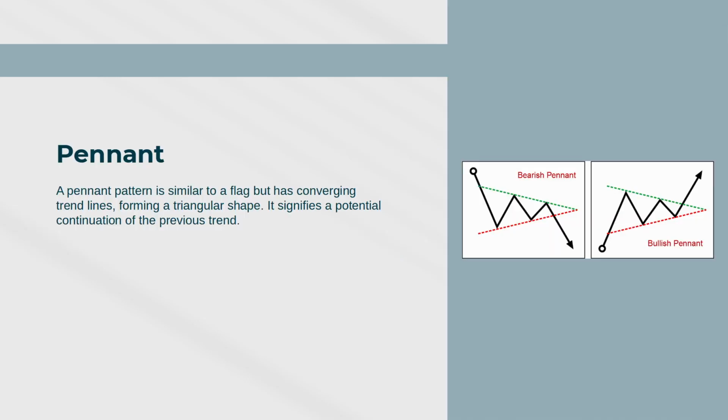Pennant. A pennant pattern is similar to a flag but has converging trend lines, forming a triangular shape. It signifies a potential continuation of the previous trend.